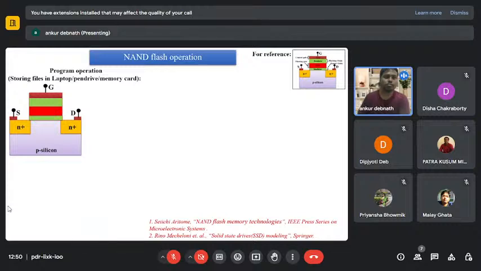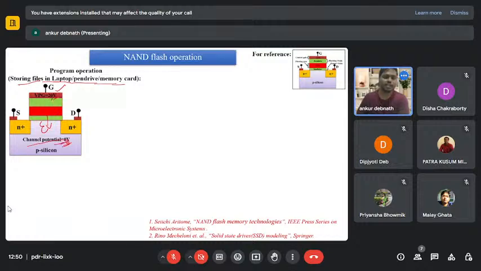Okay, so storing files actually in the laptop, pen drive, memory card. So what's the operation actually? To do the program, you have to apply the gate at very high voltage, and then you have to apply channel potential equal to 0 volt. That would be intentional. Intentionally we did it 0 volt so that the electric field across this will be very high, because this is a 20 volt high voltage and this is very low volt. The electric field will be high.